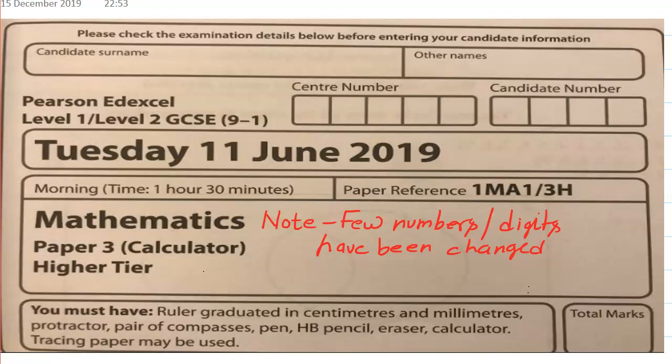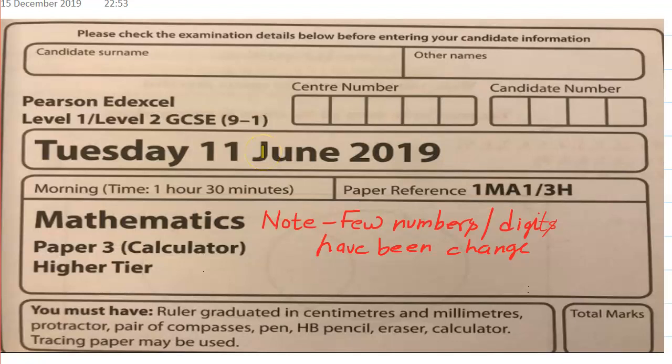Hi there. Today we are going to solve calculator paper GCSE, that is paper 3. And please note that we have changed a few numbers and digits, but the questions remain the same. So let's follow the questions and we'll see them one by one.